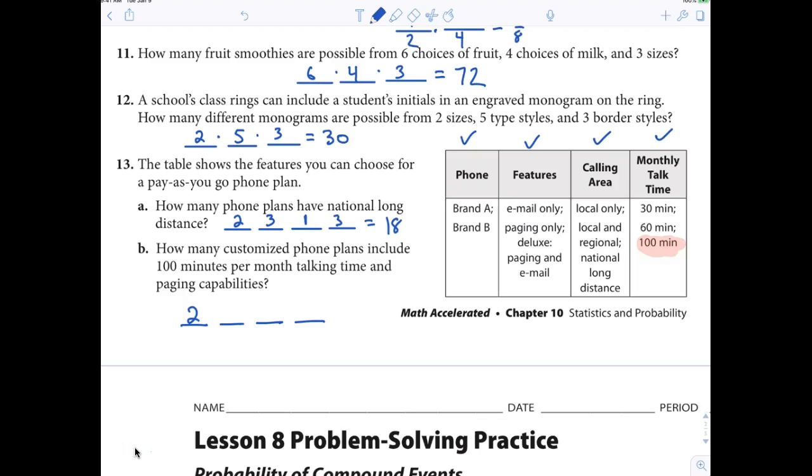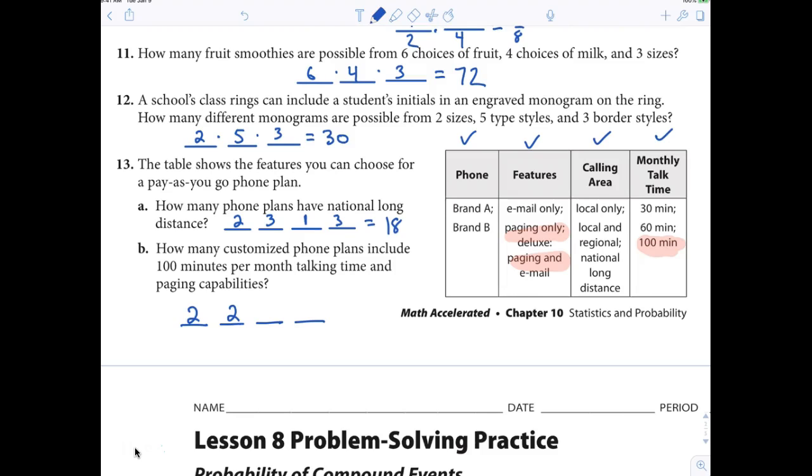It says 100 minutes per month talking and paging. Oh, hold on. I got to make sure I'm right. Includes 100 minutes per month talking and paging. So only 2 for feature, because I have to do what? Yeah, it has to have paging. Everybody agree? Very smart. So paging has to be here and here. So there are 2 choices there. Very good, Aiden. And then what?